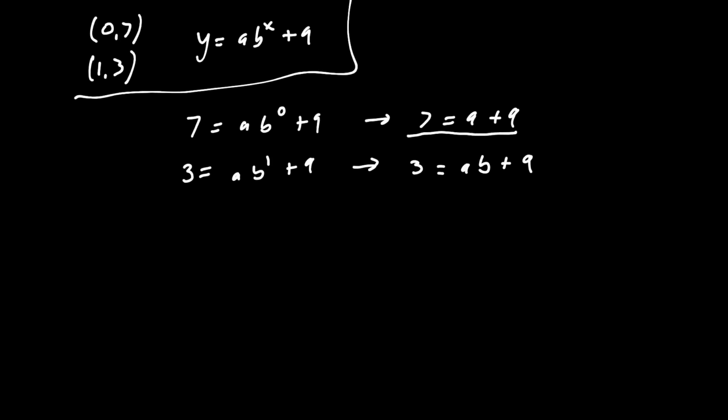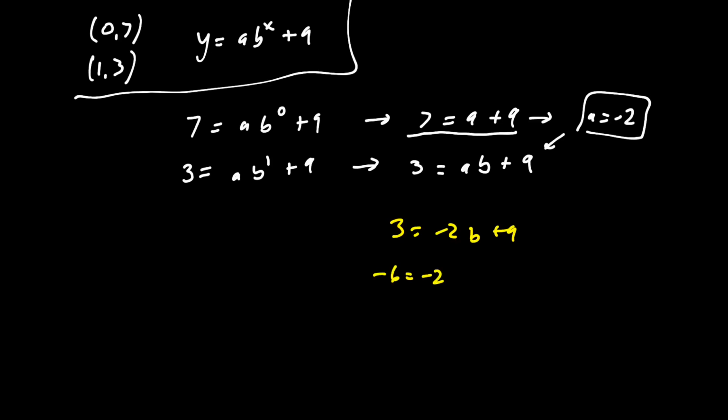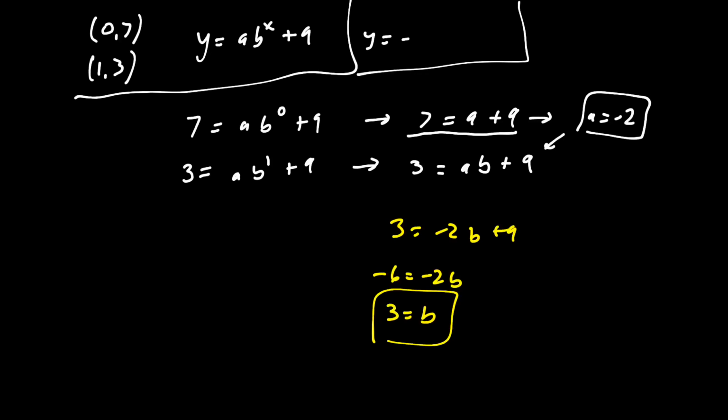This first equation tells us that a is going to be equal to negative 2. Now plugging in negative 2 to our second equation, this gives us 3 is equal to negative 2 times b plus 9. Solving for b, this is going to be negative 6 is equal to negative 2 times b, which leaves us with 3 is equal to b. Therefore, plugging in what we found to our original equation, we'll get y is equal to negative 2 times 3 raised to the x plus 9.